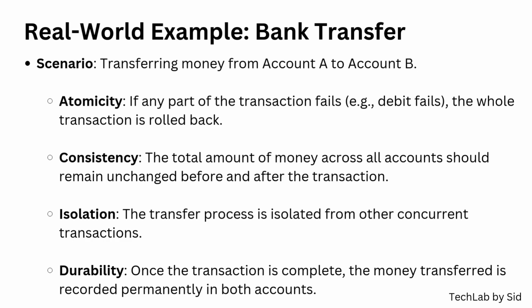Consistency: the total balance across both accounts remains the same before and after the transfer. Isolation: while this transaction is being processed, no other transactions can access the intermediate state, for example, the temporary state where account A is debited but account B is not yet credited. Durability: once the transfer is complete, the changes are permanent, even if the system crashes immediately afterward. Both accounts will reflect the updated balances.